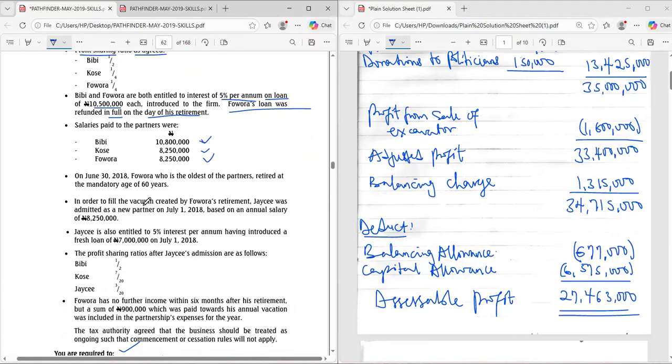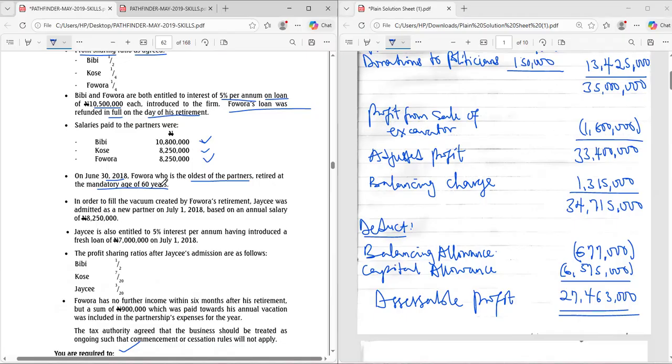No wahala. Now then I said on June 30th, 2018, Powora, who is the oldest of the partners, retired at the mandatory age of 60 years. You see, he retired. So normally when a partner retires, it's more or less like you are terminating the partnership because he's no longer part of the partners again. Either somebody is coming on board to replace him, or the partnership will now be between two persons.